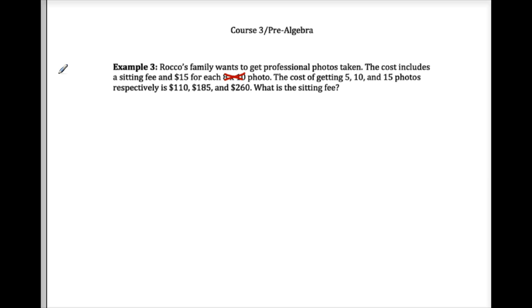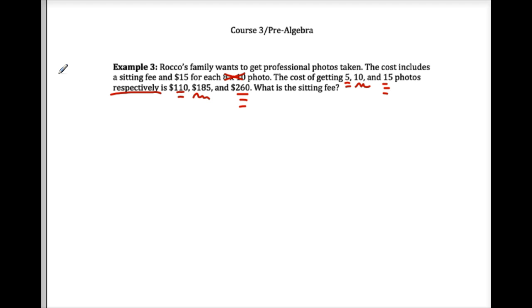Okay? How many people get confused about that whenever they say the word respectively in there? You guys know what that means? Accordingly. What usually respectively means is that they're giving you a couple different situations, and then they match up correctly. So that means the 5 goes with the 110, the 10 goes with the 185, and then the 15 goes with the 260. Guys, that's what the word respectively means, is that the order matches up perfectly. The first thing goes with the first thing, okay?